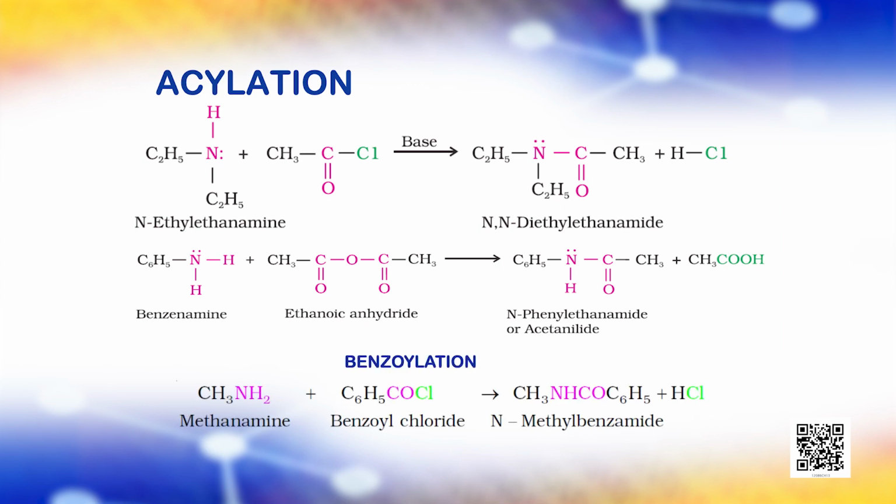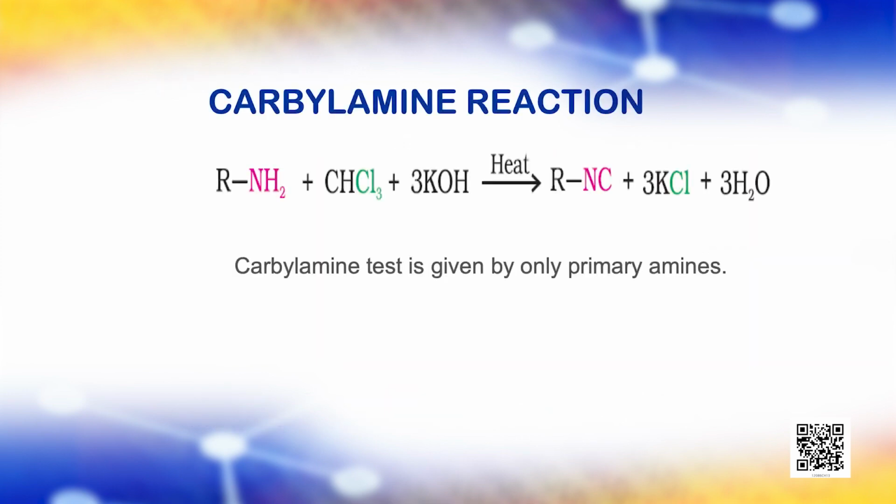Amines also react with benzoyl chloride, that is C6H5COCl. This reaction is known as benzoylation. Aliphatic and aromatic primary amines on heating with chloroform and ethanolic potassium hydroxide form isocyanides or carbylamines, which are foul smelling substances. Secondary and tertiary amines do not show this reaction. This reaction is known as the carbylamine reaction or isocyanide test and is used as a test for primary amines.